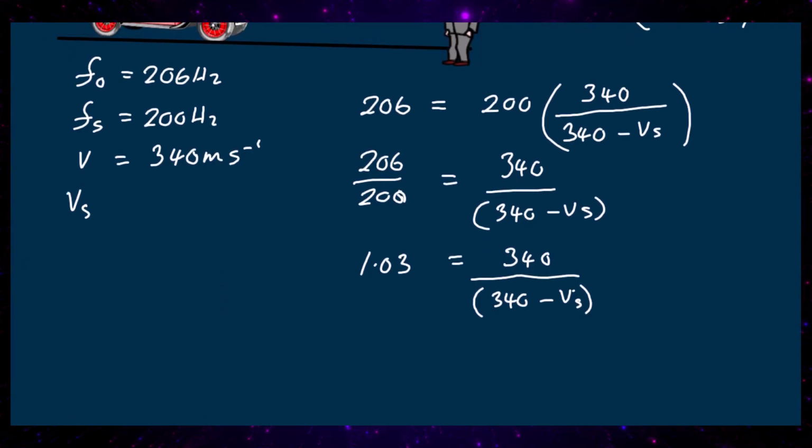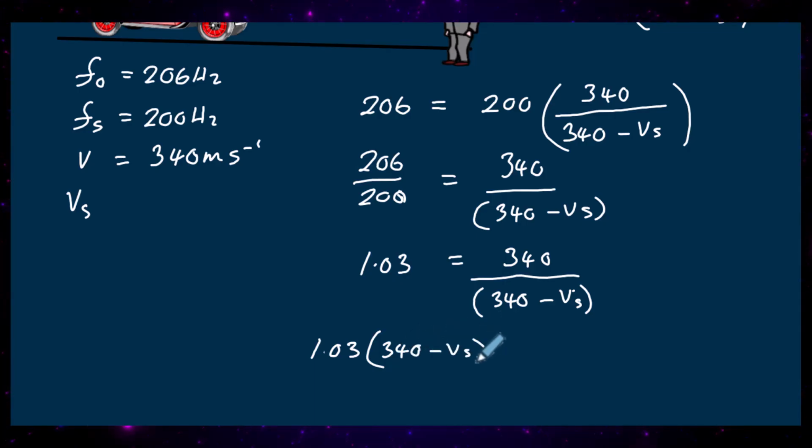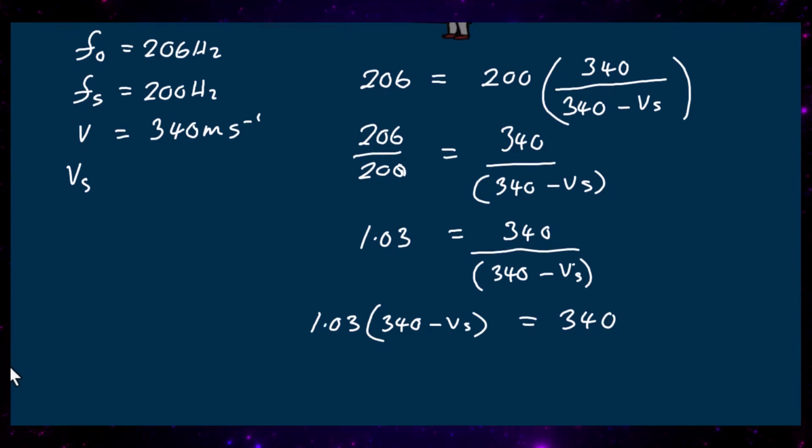Now the next thing we do is we get rid of the 340 times Vs, and we do that by multiplying both sides by 340 minus Vs, but keep the bracket whole. So we have 1.03 bracket 340 minus Vs, and that should equal the other side because that's now been removed now. It's going to give you 340. So now we're beginning to see an inroad to find Vs.